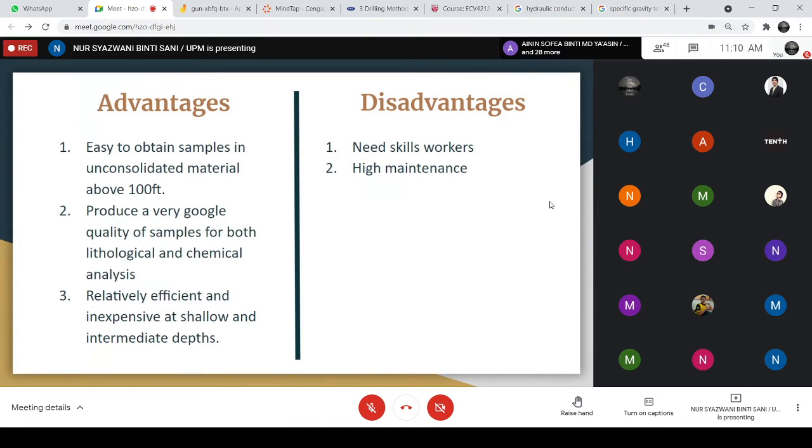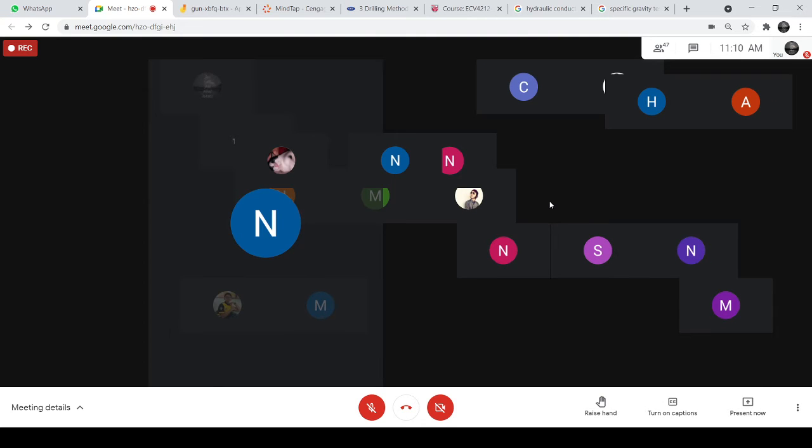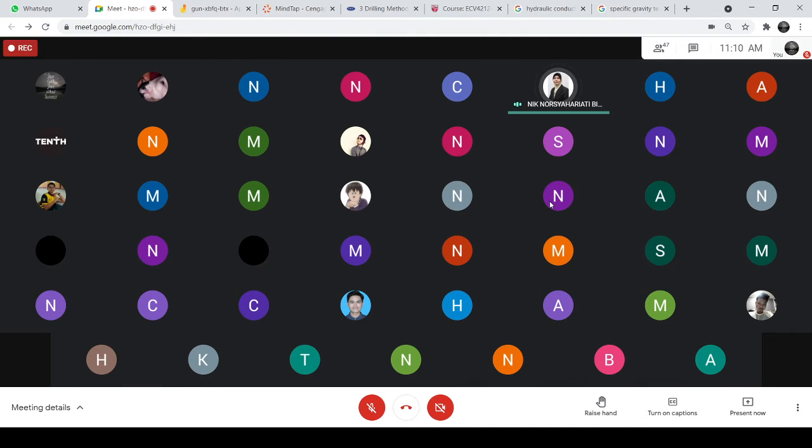So for the advantages of the split spoon sampler, it is easy to obtain samples in unconsolidated material above 100 feet. And then the second one is it can produce a very good quality of sample for both lithological and chemical analysis. And lastly, it is relatively efficient and inexpensive at shallow and intermediate depth. And for the disadvantages, it needs skilled workers and very high maintenance. Okay, that's it. Thank you.